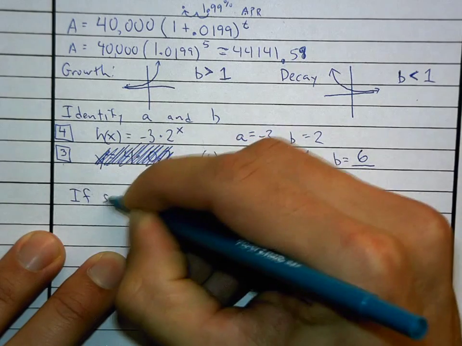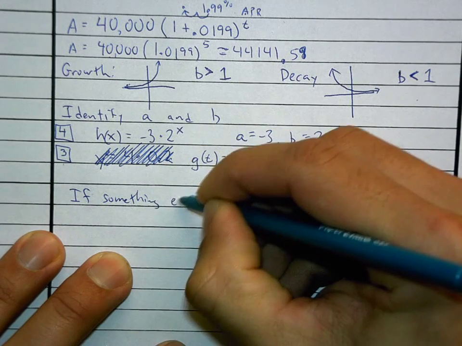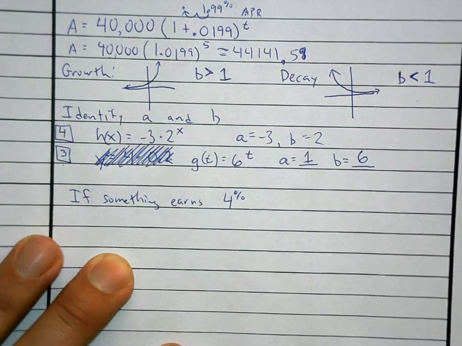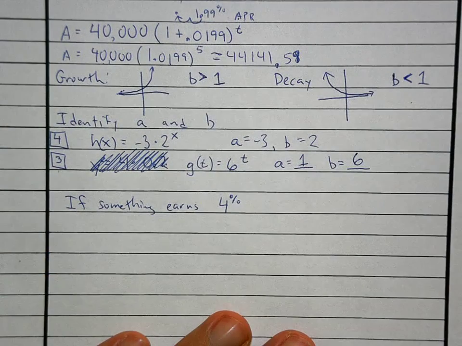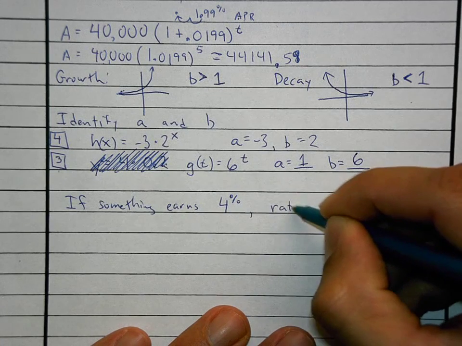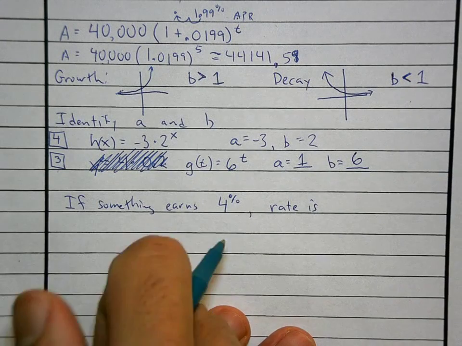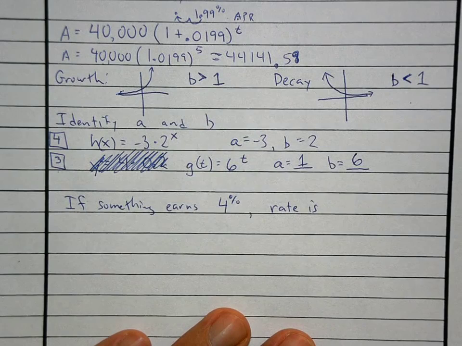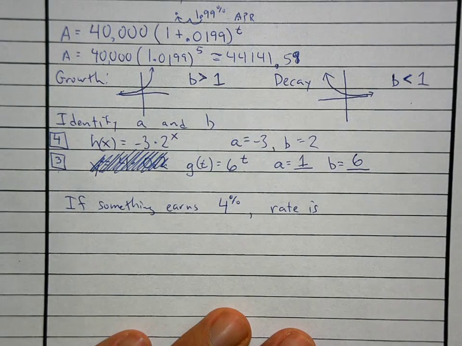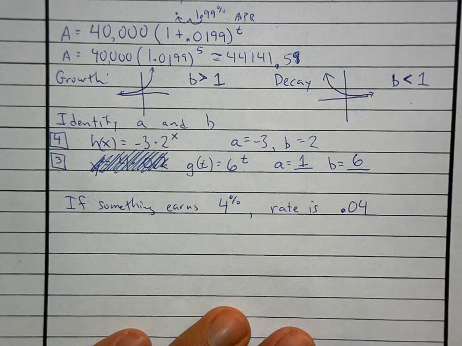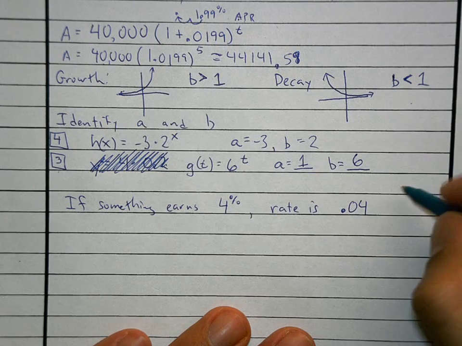if something earns 4%, then that means your rate is, when we move a percent to a decimal. Do you remember how to change a percent to a decimal? Move it how many places? Which way? Okay, so this is 0.04, by the way. So let me show you 4%.